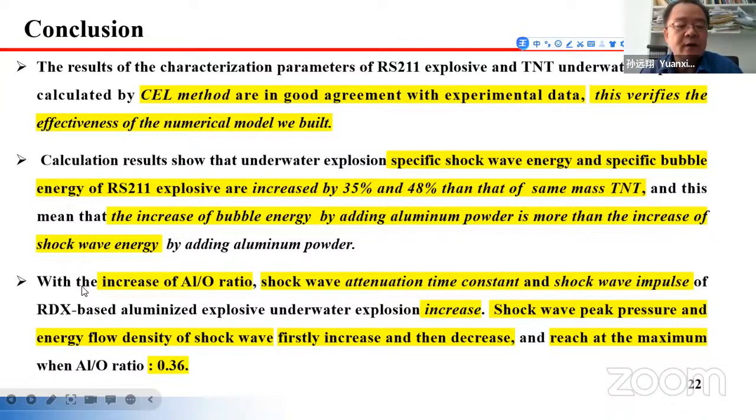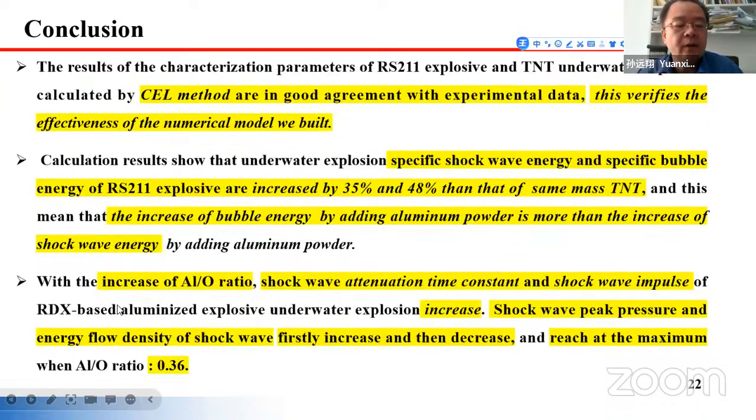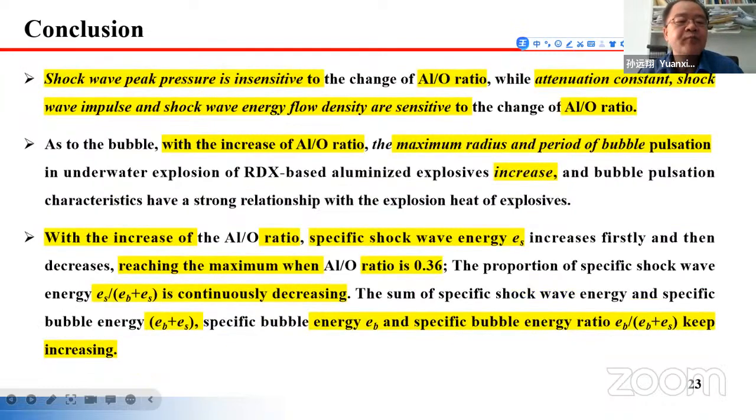With the increase of the ratio, the shock wave attenuation time constant and the shock wave impulse of the aluminized explosive underwater increased, and the shock wave peak pressure and the energy flow density first increase and then decrease, reaching the maximum when the ratio is 0.36.